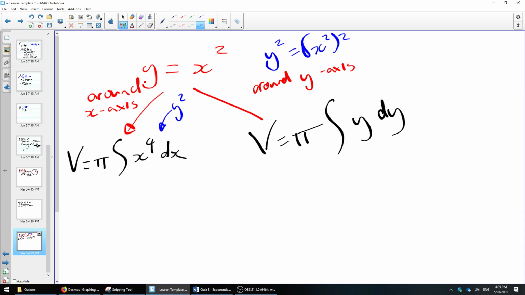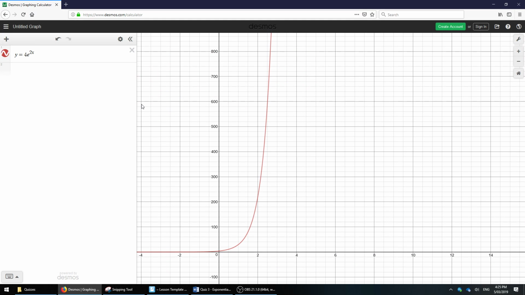If I were to Desmos this, maybe Desmos could make this a bit simpler. People watching this video are going to be thinking, oh wow, it got really loud all of a sudden.